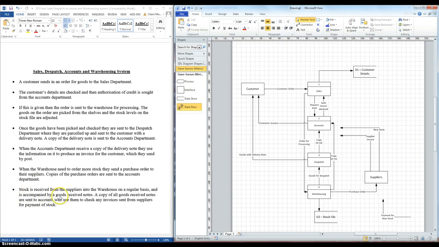We're on the final one now. Stock is received from the suppliers into the warehouse on a regular basis. So new stock goes into the warehouse, and it's accompanied by a goods received note. Probably could have called that new stock and GRN or something like that, but as long as we have that information. A copy of the goods received note is sent to the accounts department. Another one here. You can get a little bit fiddly moving these lines around, but you get there in the end. So this one is copy of goods received note.